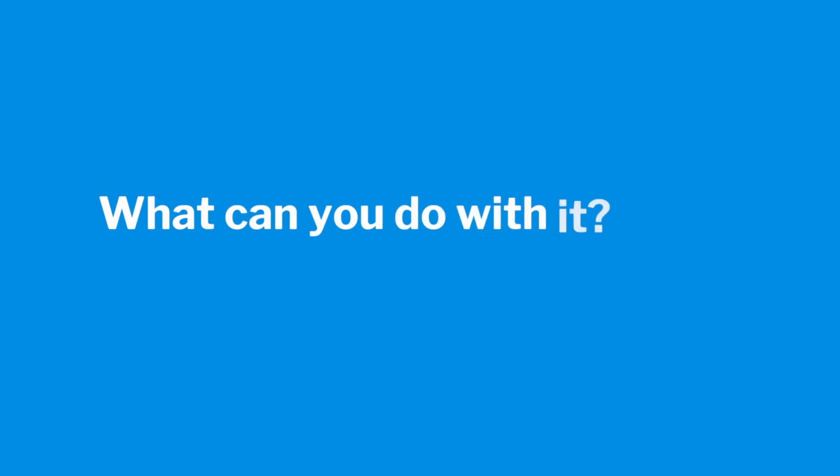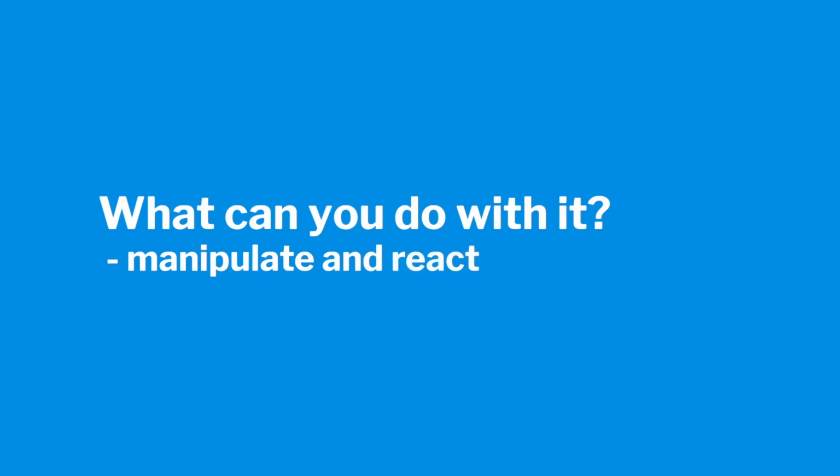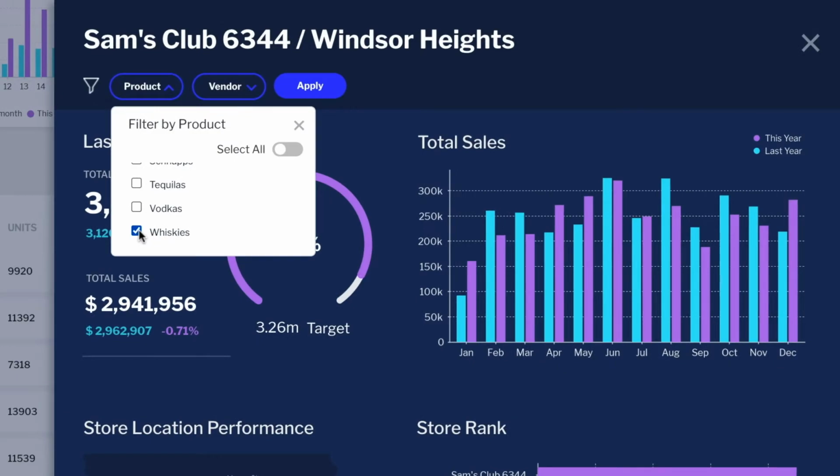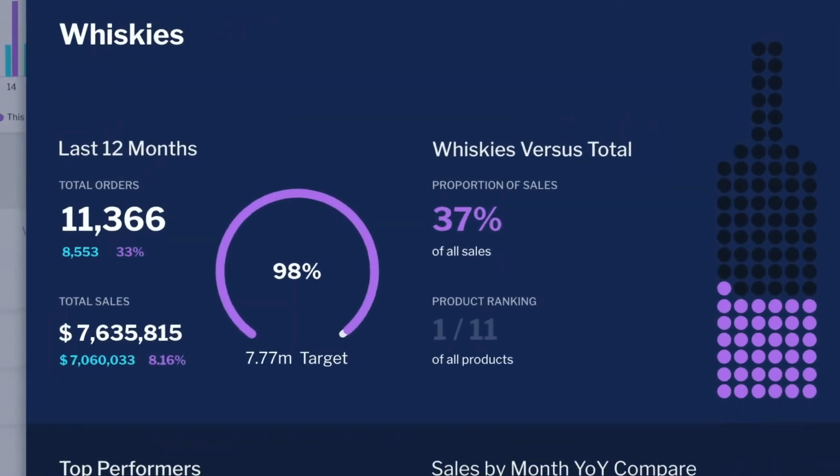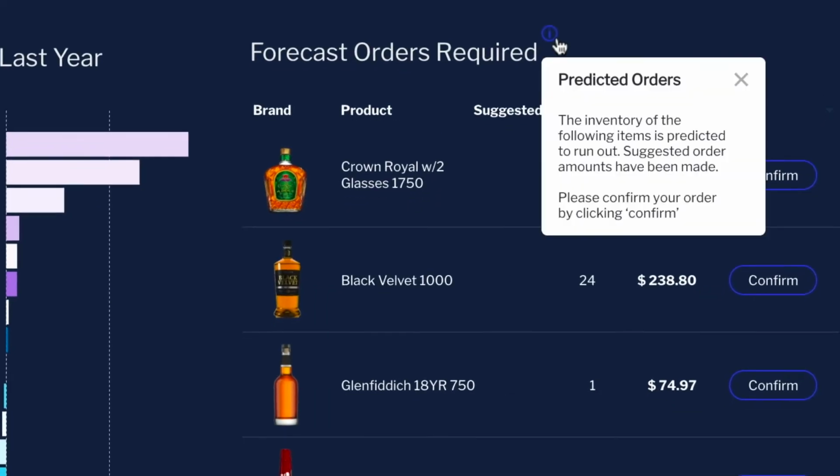What can you do with it? With code mode, you can use the Yellowfin JavaScript APIs to manipulate content and react to changes that occur to that object. Examples in this demonstration include custom filters, an embedded JavaScript chart, actions, and additional tooltips.